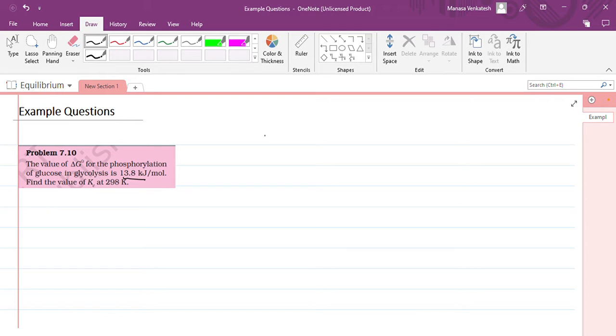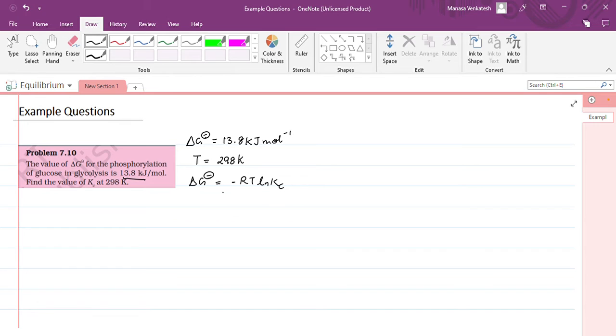So we've been given the value of delta G minus, which is equal to 13.8 kilojoules per mole. We've been given the temperature, 298 Kelvin. Okay, and we also know from the previous video that delta G minus equals minus RT ln Kc.